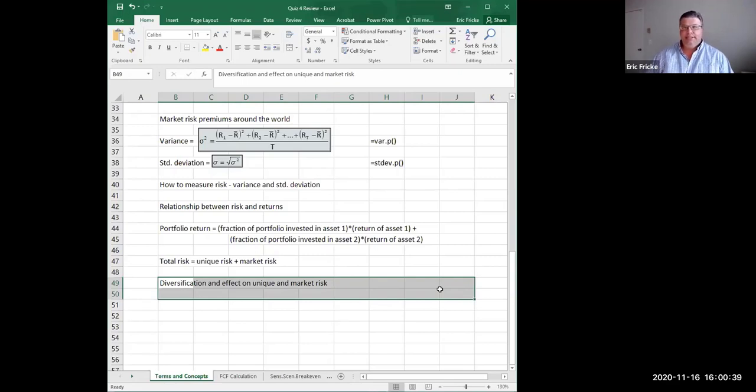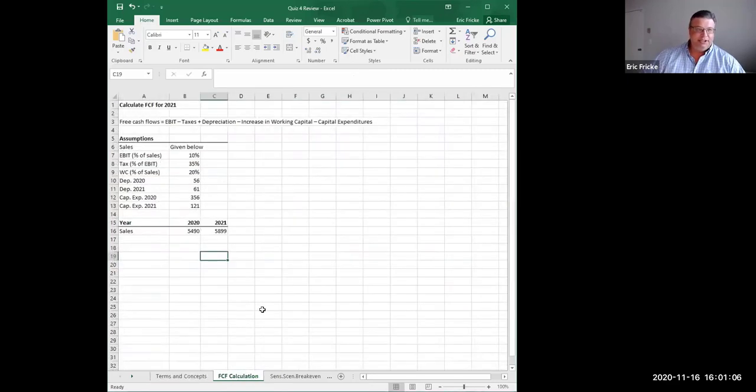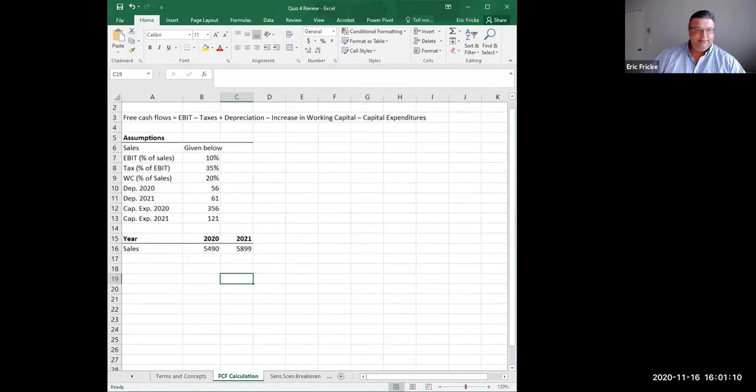Any questions on any of those terms or concepts from chapters 9, 10, 11 before we get into some math problems? All right, I'm going to go to the second tab on this spreadsheet, if you've got it. If not, that's okay.